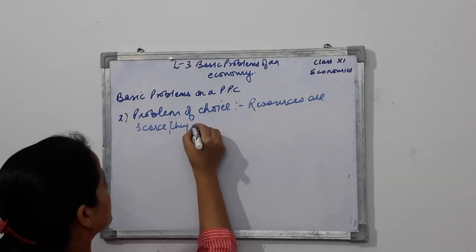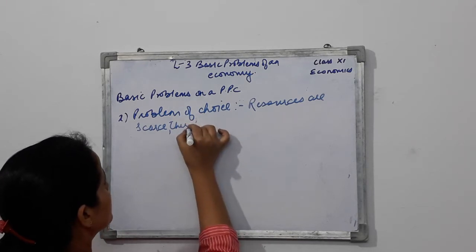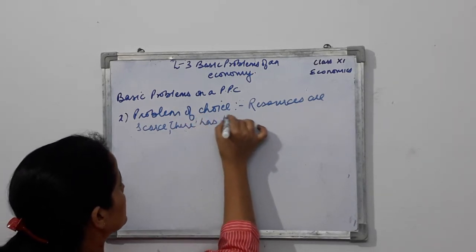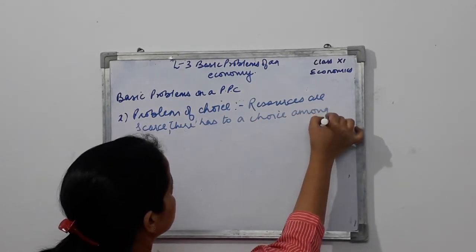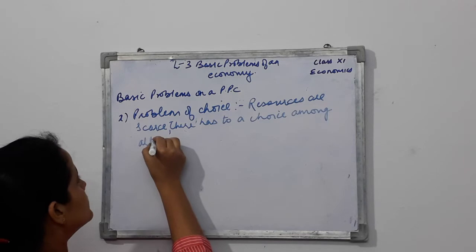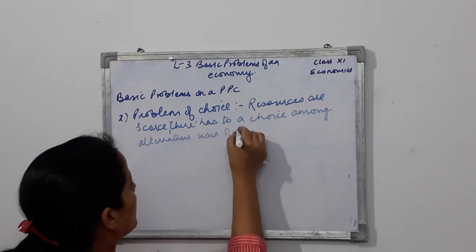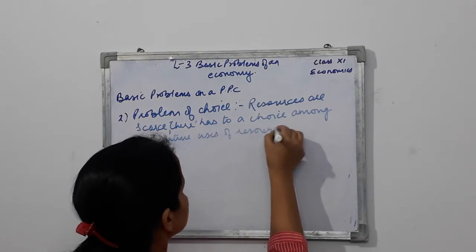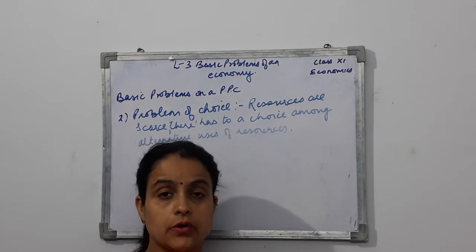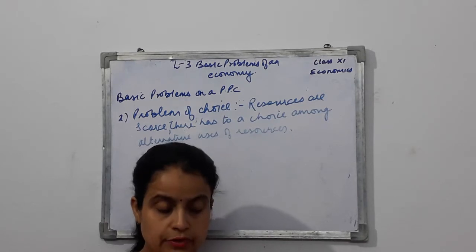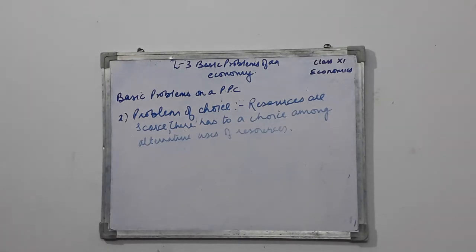They, there has to be a choice among alternative uses of resources. We know that resources have different uses. This I have told you earlier also, that resources have different uses. We have to make a choice between the different uses of resources.